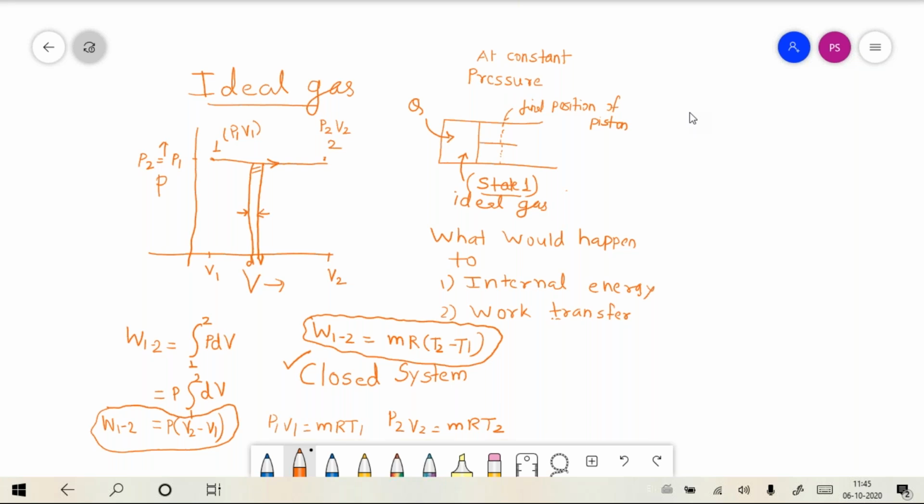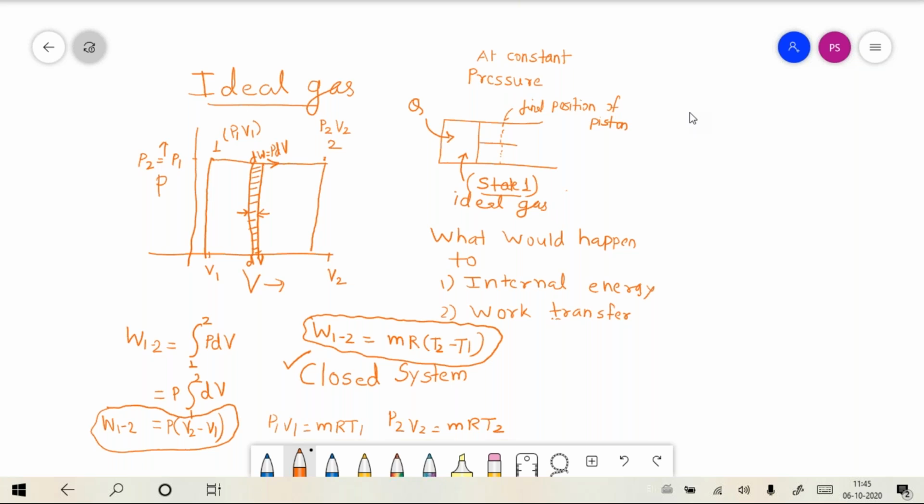But if you want to consider the entire process from V1 to V2, then this entire area, the whole area under the process 1 to 2 on a pressure-volume diagram, represents the work transfer. If it is an expansion work, this transfer would be from the system to the surroundings, and if it is a compression work, then it would be from the surroundings to the system. So what I had drawn here is the expansion work.